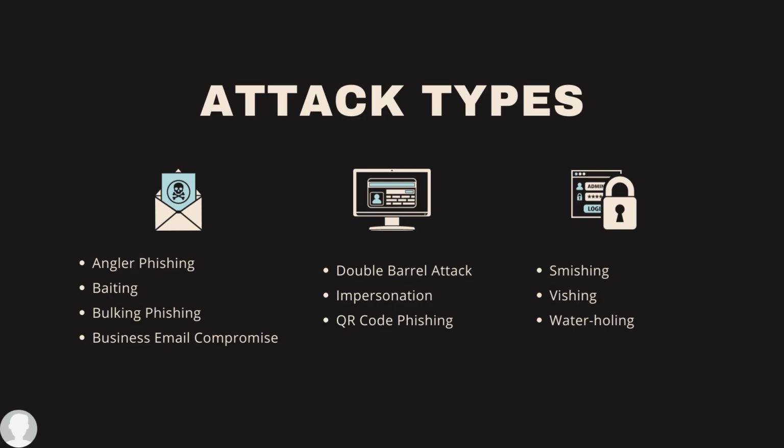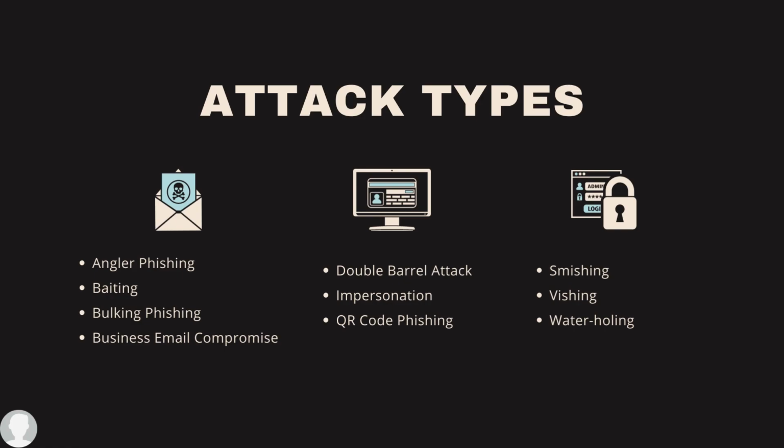So with those vectors in mind, there's a few different attack types that attackers like to use. There is angler phishing, baiting, bulk phishing, business email compromise, double barrel attacks, impersonation, QR code phishing, smishing, vishing, watering hole. There's a fine line between the types and the techniques, but I'm going to describe some of these to you right now. So angler phishing is someone posing as maybe a customer support representative trying to interact with the target under the pretext of helping them whilst trying to extract information.